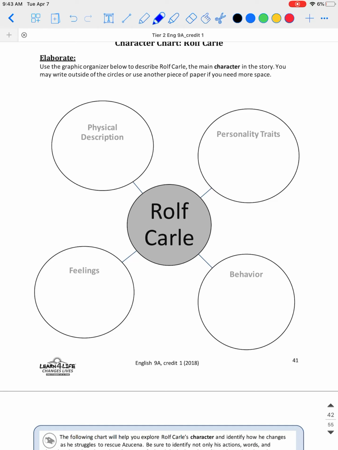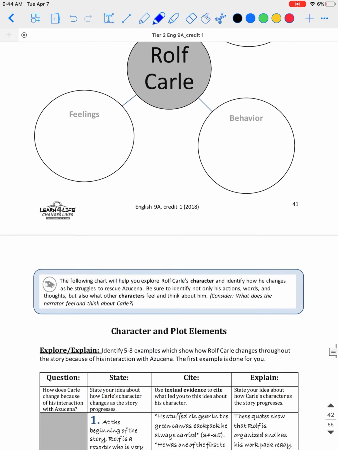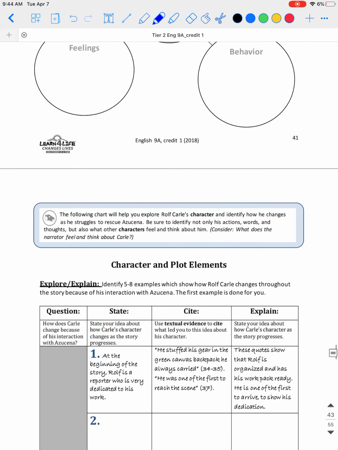So, personality traits, physical description, feelings, behavior about Rolf. Okay? And so there are a lot of examples about this particular character, okay? So when you find a physical description, you could either note it in the circle or outside of the circle. Whatever helps you, okay? When you're done with that, you can move on.